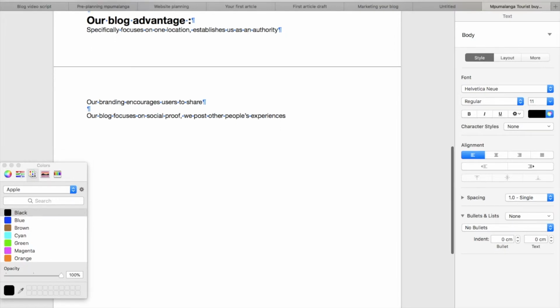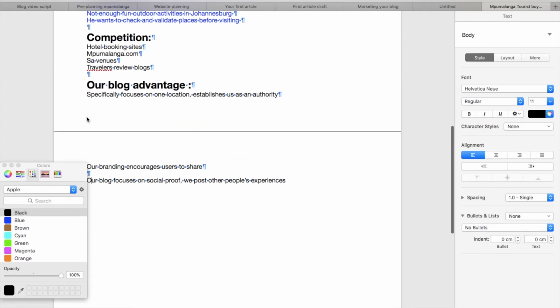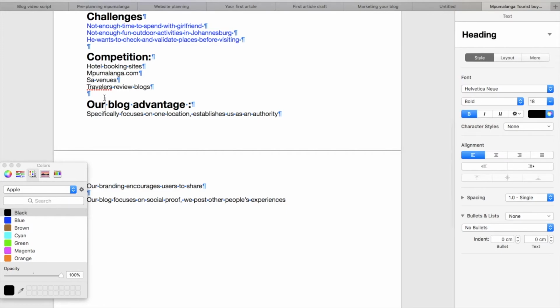Then the last thing is that our blog focuses on social proof. We post other people's experiences. This is just going further into what I was saying, that we don't just write the blogs ourselves. We encourage people who've been there to write the blogs. So that gives us a greater advantage than these other websites that are out there.